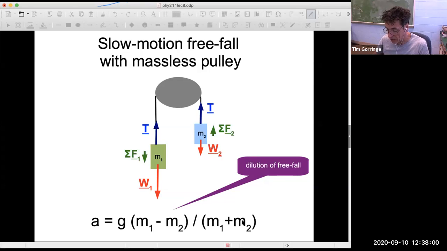It dilutes it by this factor here, which if you look at it, is the difference in the masses divided by the sum of their masses. So a very simple result. And we're going to figure out how that comes about. How does that dilution of the pull of gravity come about? So that's really our plan.